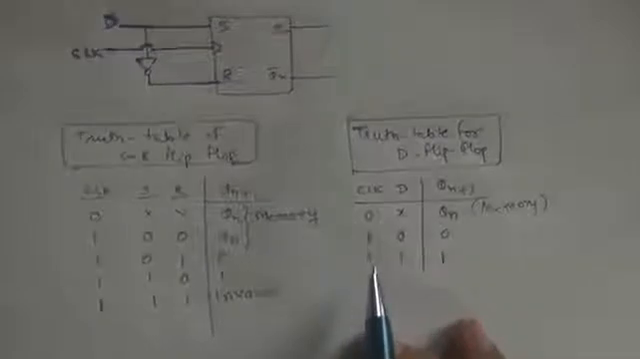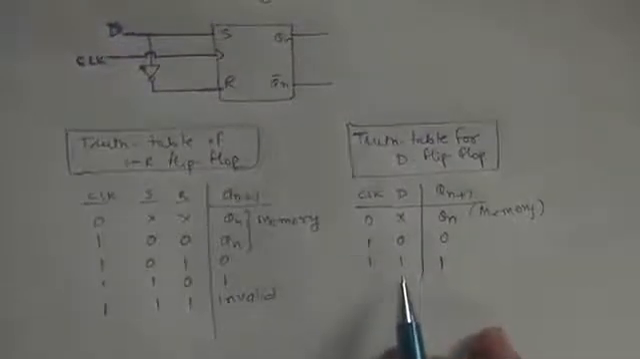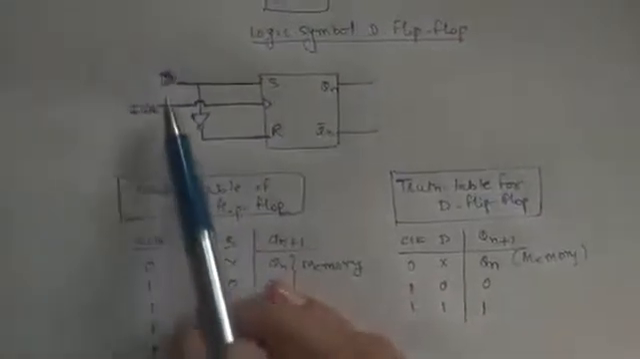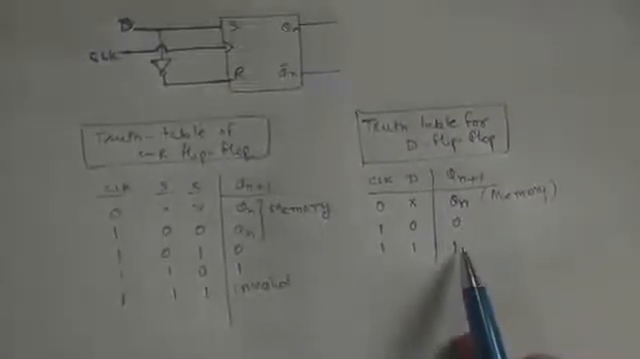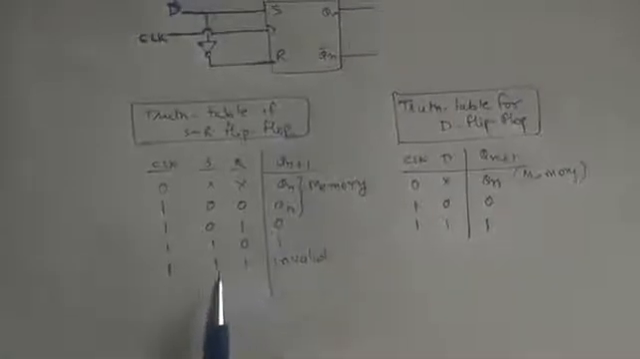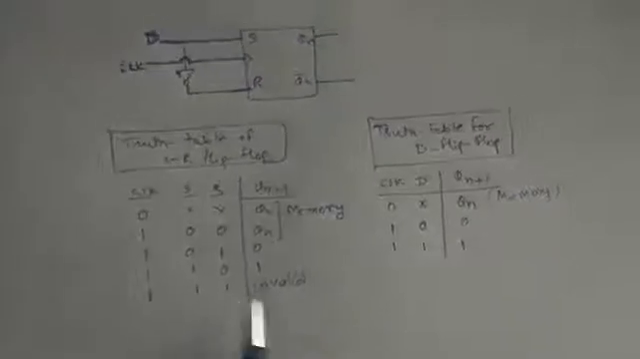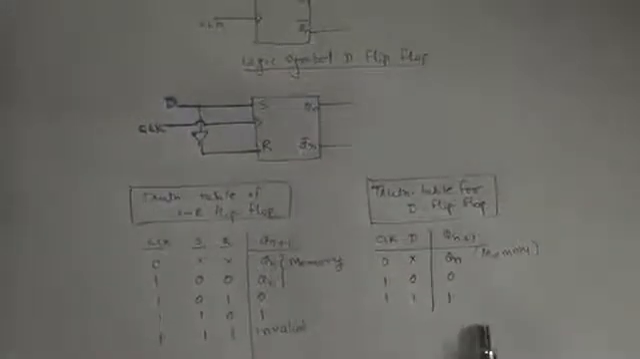Next, clock is 1. Now make D input as 1. When we have made D input as 1, here S will be 1 and R will be 0. So when S is 1, R is 0, we are getting output as 1. And finally, since this is D flip-flop, we cannot have the S and R inputs as 1 1, which is an invalid state. So this is all about the D flip-flop.